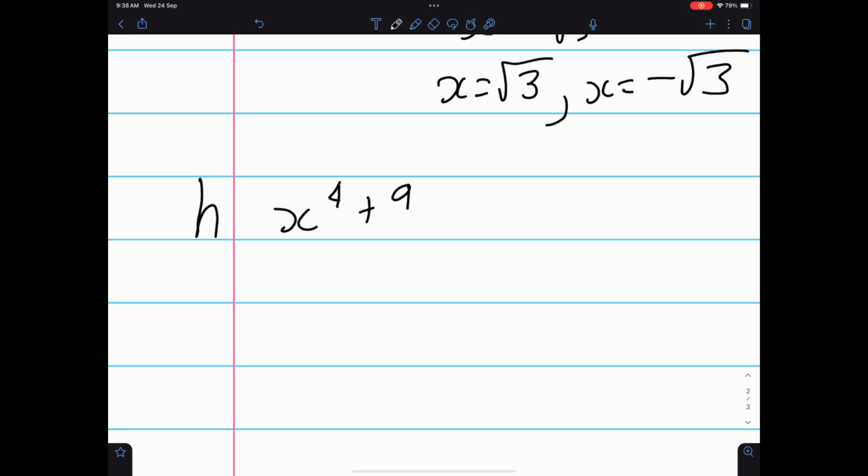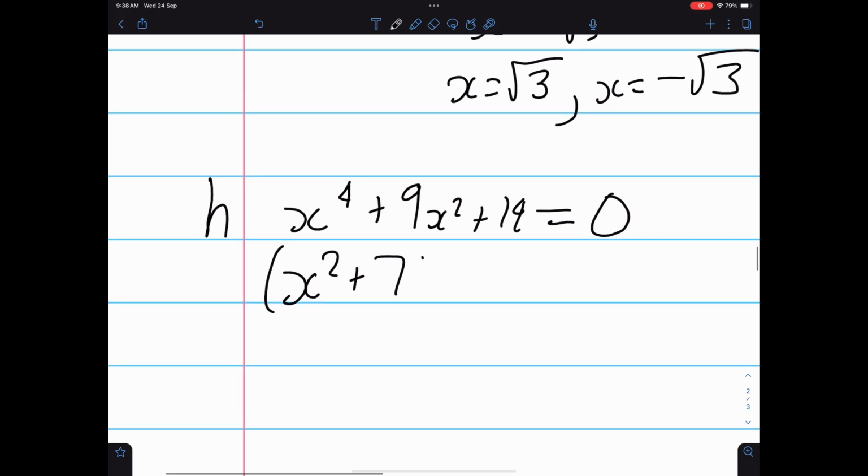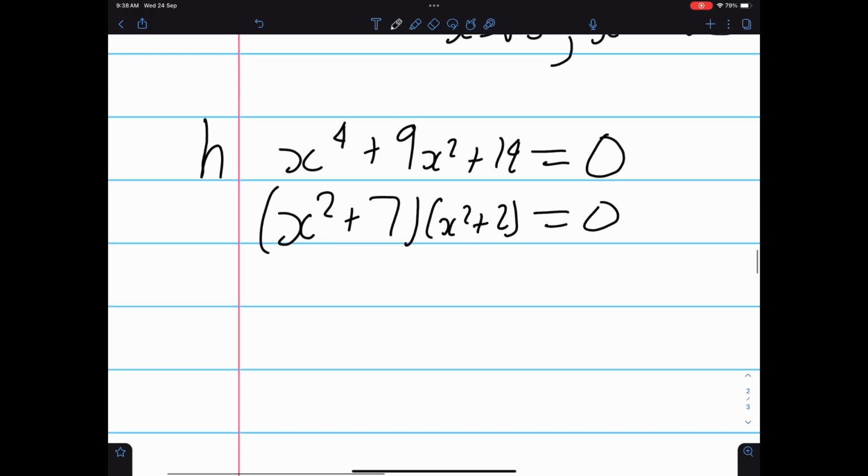x to the 4th plus 9x squared plus 14 equals 0. Now we can factor this: x squared plus 7 and x squared plus 2 equals 0. But already we can see both of those are going to give x squared equals a negative number, so there's no real solutions.